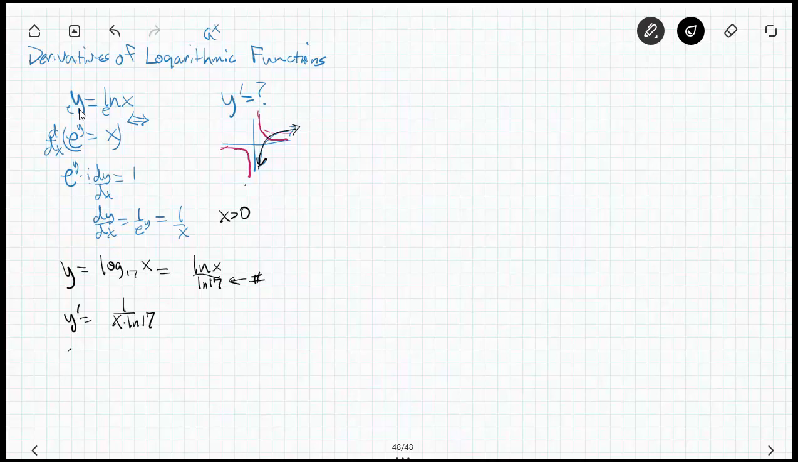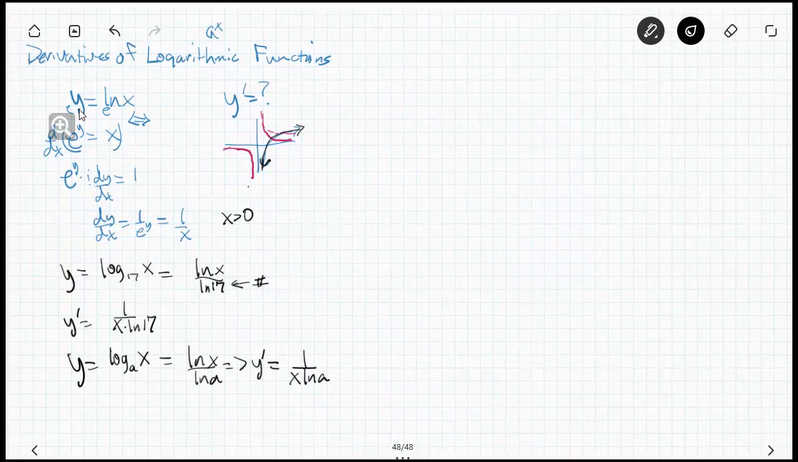So I can write a general rule, if you like general rules. There's nothing wrong with that. If y is equal to log base a of x, I know it can be written as the natural log of x over the natural log of a, which implies that y prime, f prime of x, dy over dx, whatever you want to call it, is equal to 1 over x times the natural log of a. All right? Okay, cool, easy. That's it. We're done as far as taking derivatives of logarithms.